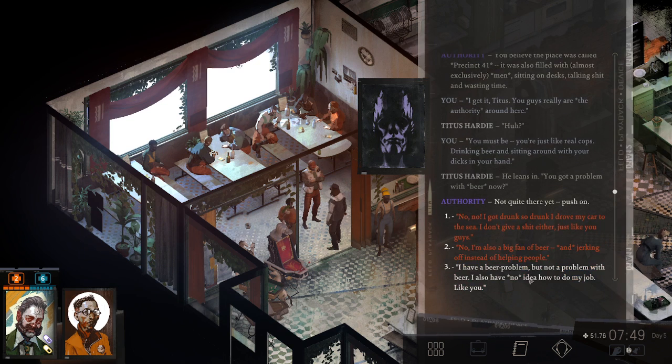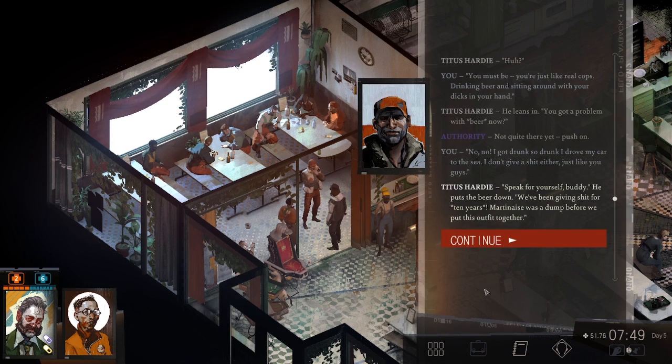He leans in. Not quite there yet. Push on. No. I got so drunk, I drove my car into the sea. I don't give a boo either, just like you guys. No, I'm also a big fan of beer and jerking off instead of helping people. I have a beer problem, but not a problem with beer. I also have no idea how to do my job like you. Speak for yourself, buddy. He puts the beer down. We've been giving a shit for 10 years.